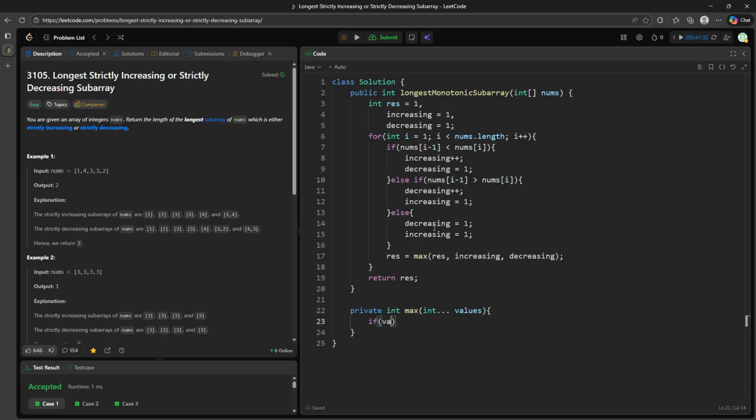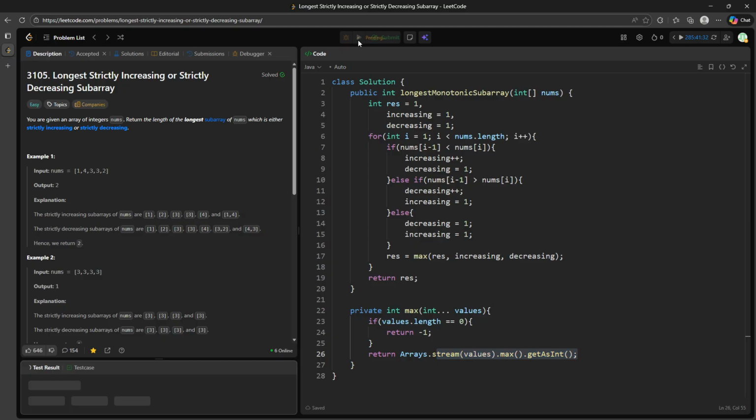So if value.length is equal to 0, then you will return -1, something like this, right? Else you can stream this. So I'm passing these 3 integers into here as an array, and then I check whether or not the length is 0. If this is length of 0, then I cannot stream, so I will return -1. Else I'm using a stream to get a max. Should be okay.